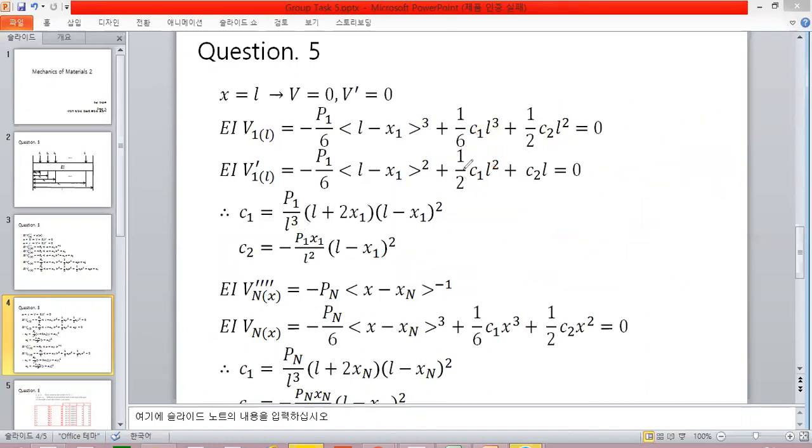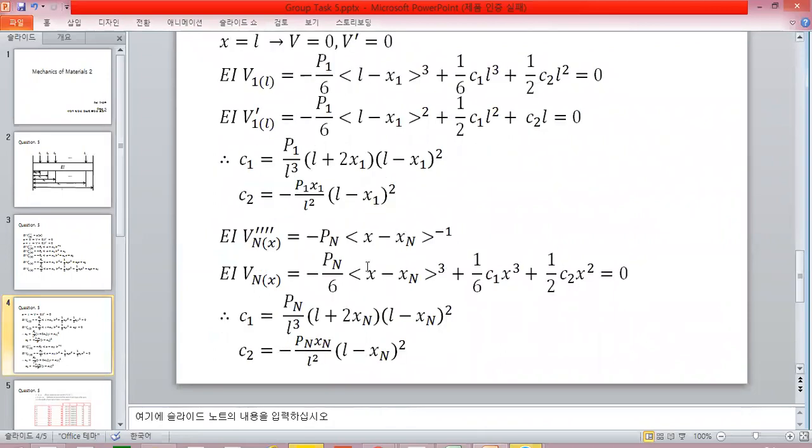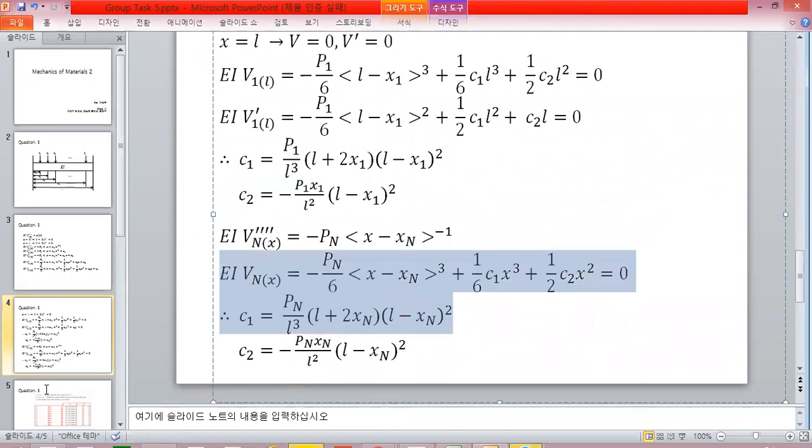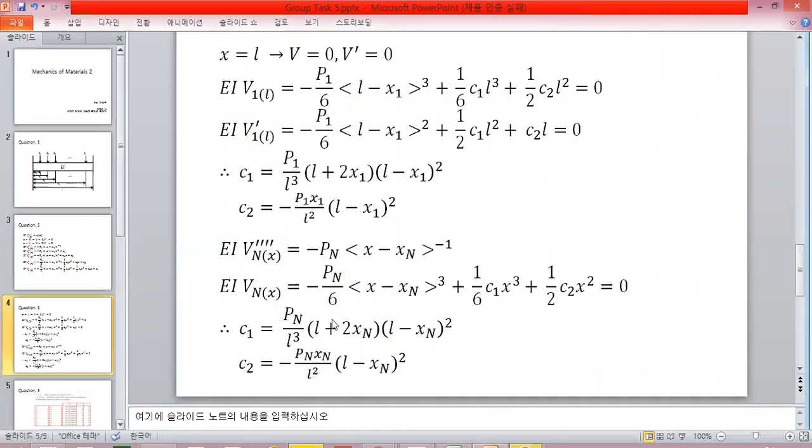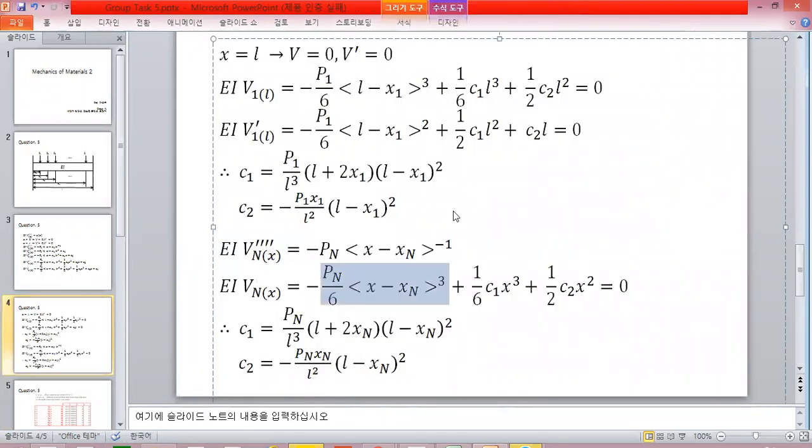So if we solve these 4 equations, we can get C1 to C4, and this is the C1 and C2, and C3 and C4 is 0. So we can get the full equation without unknowns like this. So this is the equation when only force Pn is given at xn.